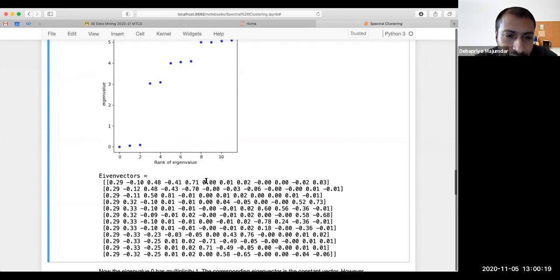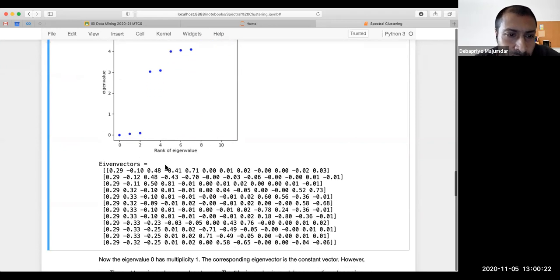Let's look at the first 3 eigenvectors. The first eigenvector, now that the graph is connected, is all constant. So that does not differentiate between the nodes at all. So this is useless. The first eigenvector is useless. Agree? But what about the second and third?